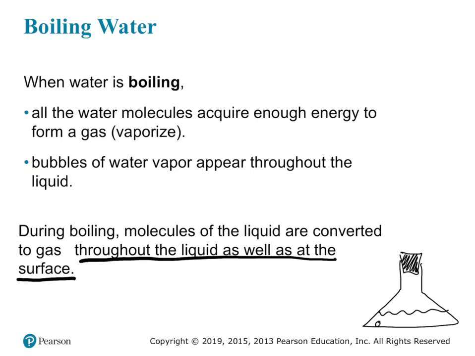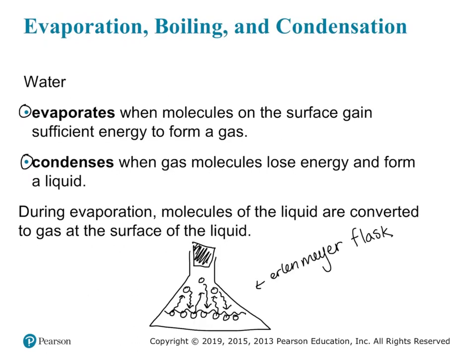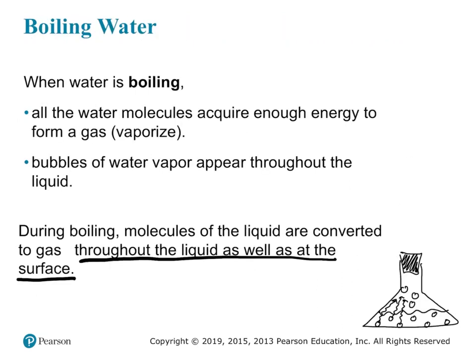Water vapor will actually form everywhere in this liquid, so at the surface and throughout, and those can pass up and become gas molecules. So if you've ever boiled water on a stovetop, maybe you're making pasta or tea, you might notice bubbles forming on the bottom of your saucepan or your pot, and then kind of rising up to the surface. So that's boiling, whereas evaporation only occurs at the surface of the liquid.